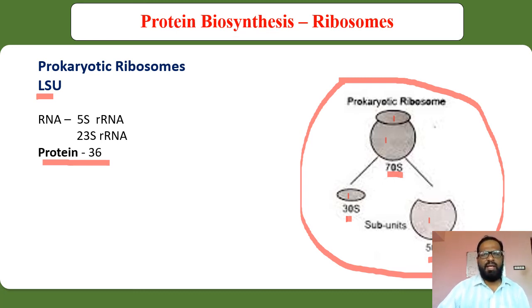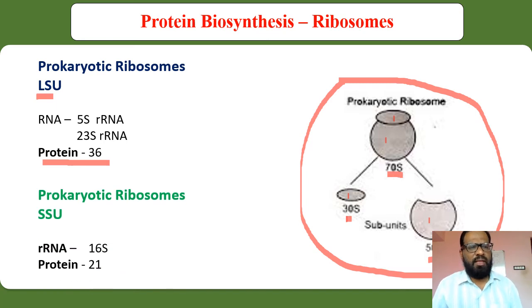Then if you come to the small subunit of the ribosome, the 30S ribosome, it has only one type of rRNA, called the 16S RNA. The 16S RNA has about 1,540 bases. Whatever figures we are giving are the figures for E. coli. We are taking E. coli as an example.